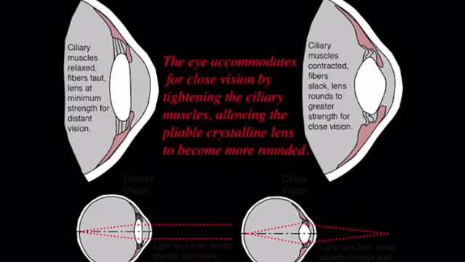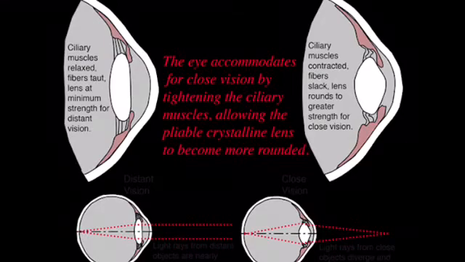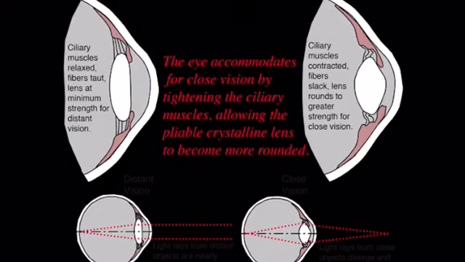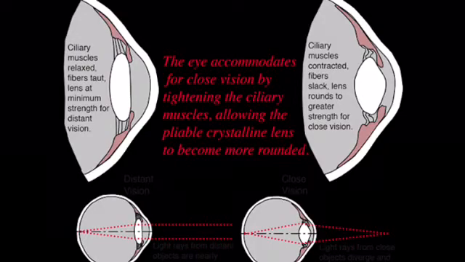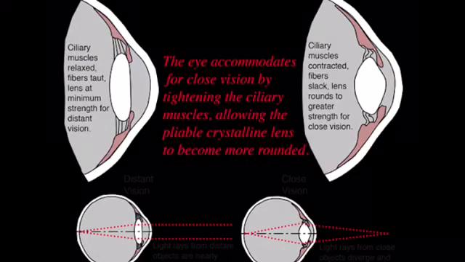The lens is composed of fibrous jelly-like material. Its curvature can be changed to some extent by the ciliary muscle. The change in the curvature can change its focal length also. When the muscles are relaxed, the lens becomes thin and its focal length increases. When the muscles contract, the lens becomes thick and the focal length decreases.